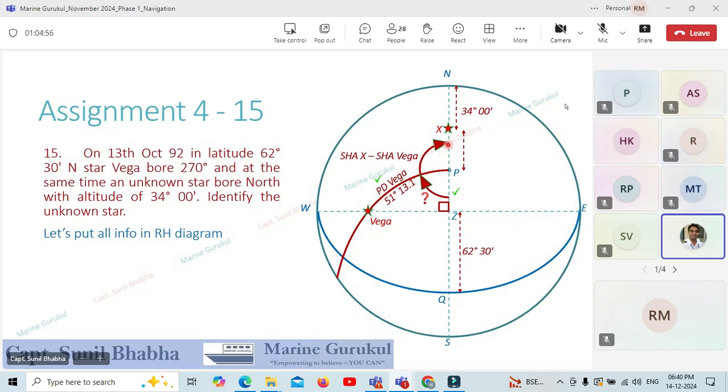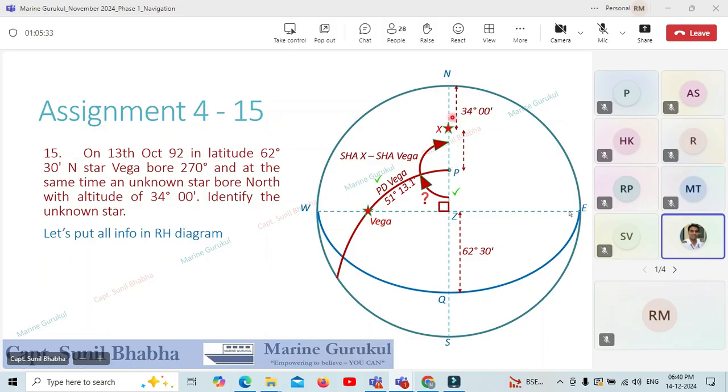Okay, sir. Concentrate your attention on November to Papa. November to Papa is the elevation of the pole or altitude of the pole. Now we know that the elevation of the pole or altitude of the pole is equal to the latitude of the observer, and we know the latitude is 62 degrees 30 minutes. So November to Papa is equal to 62 degrees 30 minutes.